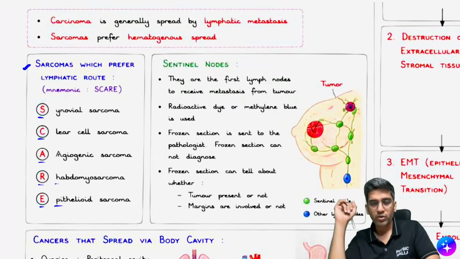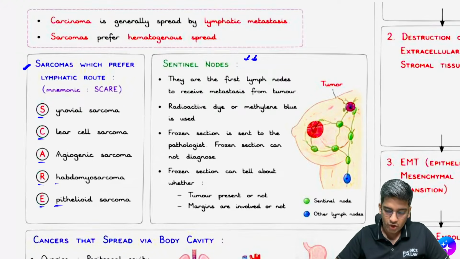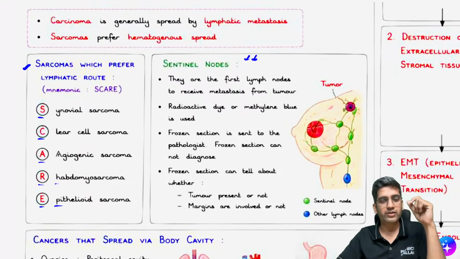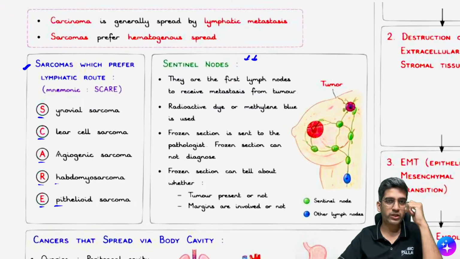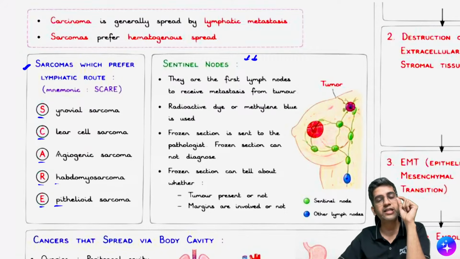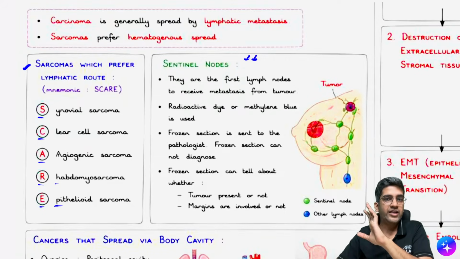Okay. Now, this alone can come as a short note or a viva. Two mark question or viva: what are sentinel lymph nodes and why are they important? Sentinel lymph node is the first lymph node which will receive the drainage from the tumor.